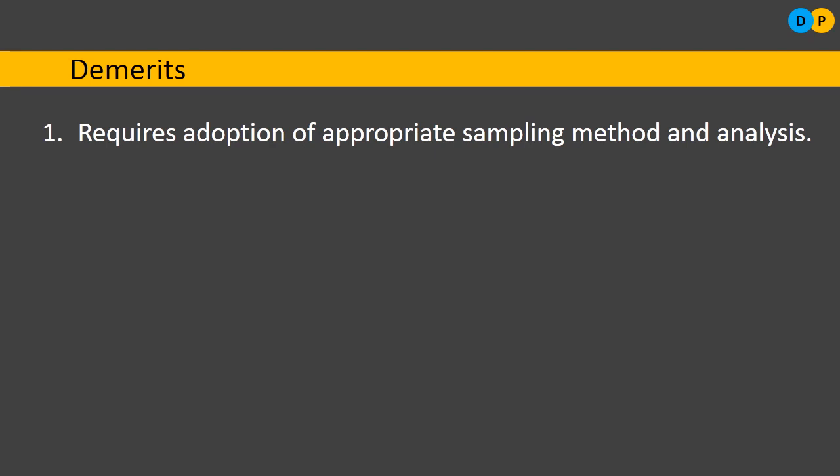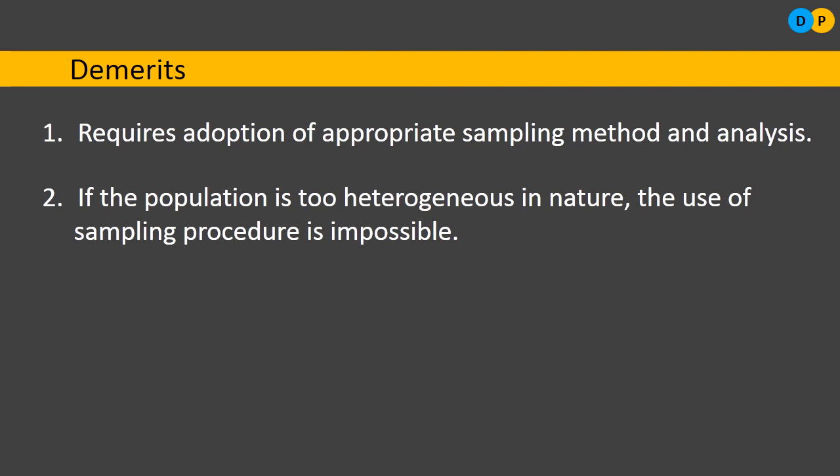Second demerit is, if the population is too heterogeneous in nature, then the use of sampling procedure is impossible. Okay, this is very, very important. So now in this corona time, they are coming up with too many different vaccines. So vaccines cannot be produced in large scale unless and until we prove their efficiency. So how can we prove its efficiency? By conducting certain trials. There are three trials happening in three stages.